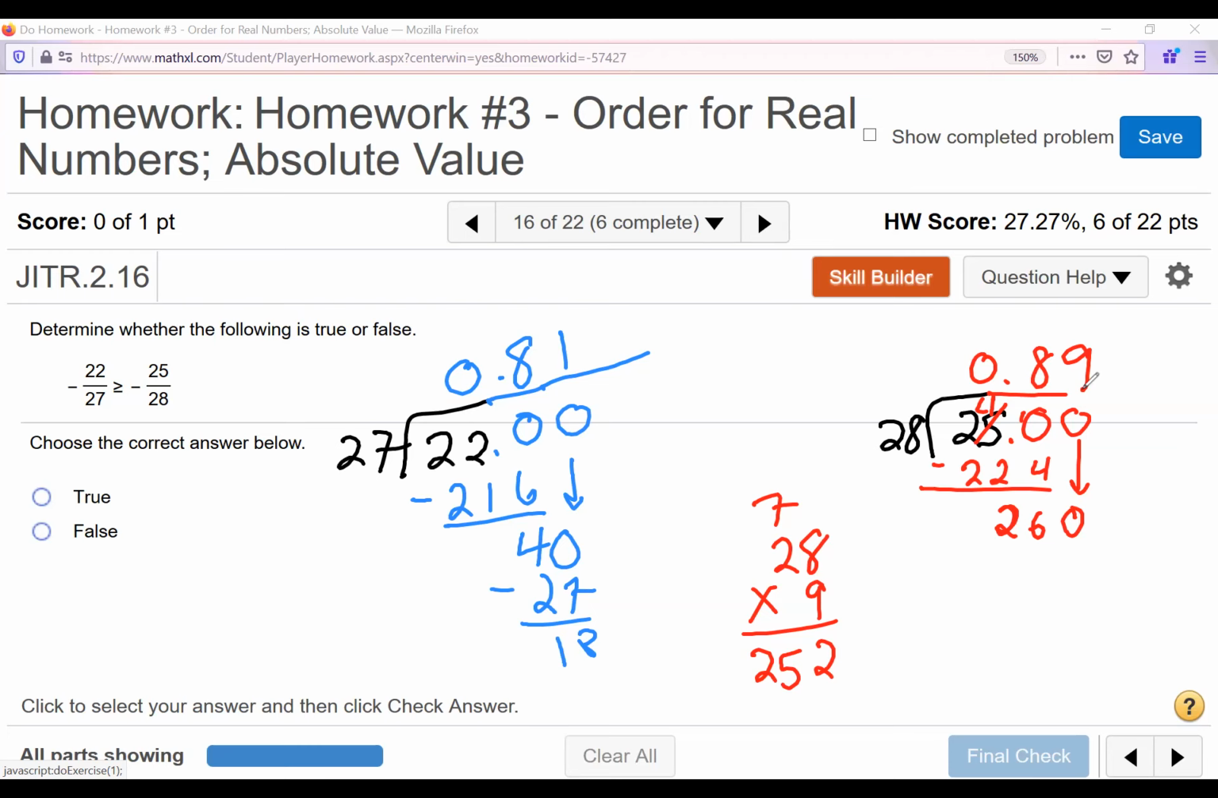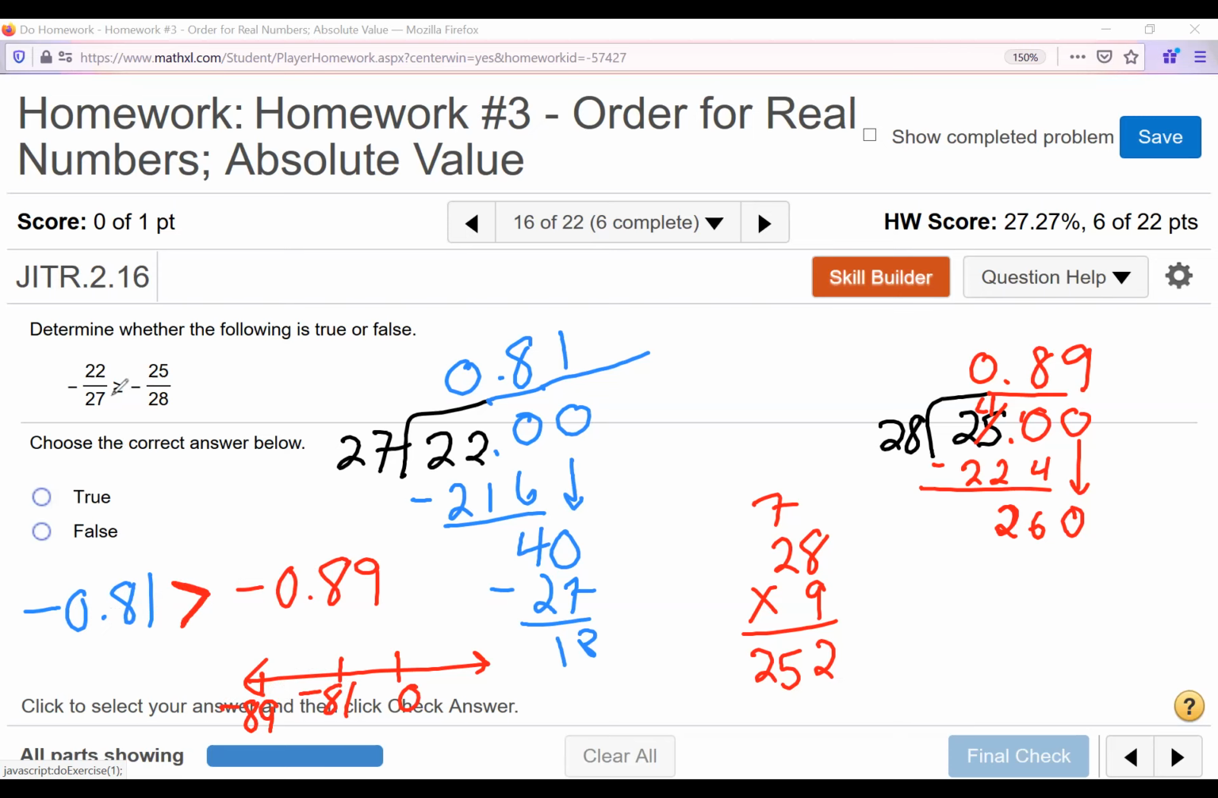Now let's also keep in mind that we're dealing with negatives. So negative 0.81 compared with negative 0.89. Okay, let's think about this. 81 compared to 89. I know 81 is less than 89, which means negative 81 is actually greater than negative 89. Because if we were to line these up on a number line, negative 81 would be closer to 0, further to the right than negative 89. Negative 89 would be further to the left. So I think negative 0.81 is greater than negative 0.89.